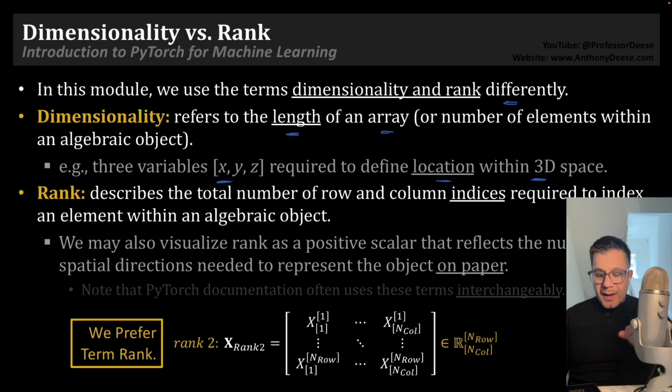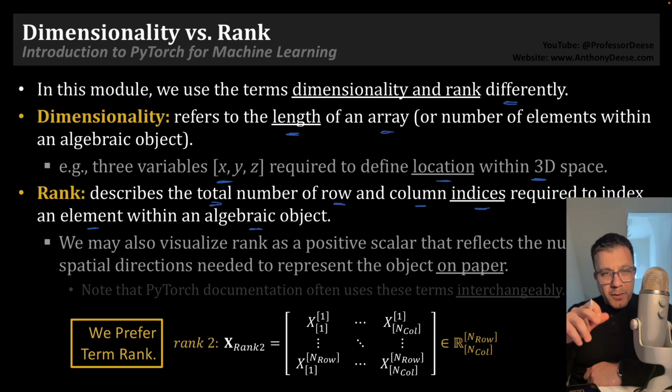Rank has a different meaning. It describes the total number of row and column indices required to index an element within an algebraic object. So for example, an array is just a list of elements, so we only need one index in order to determine which element we're looking at. If we had a matrix, we need two indices. We need a row number and a column number in order to indicate which element we're talking about. Now those indices obviously have to be positive, and the rank as well is always positive.